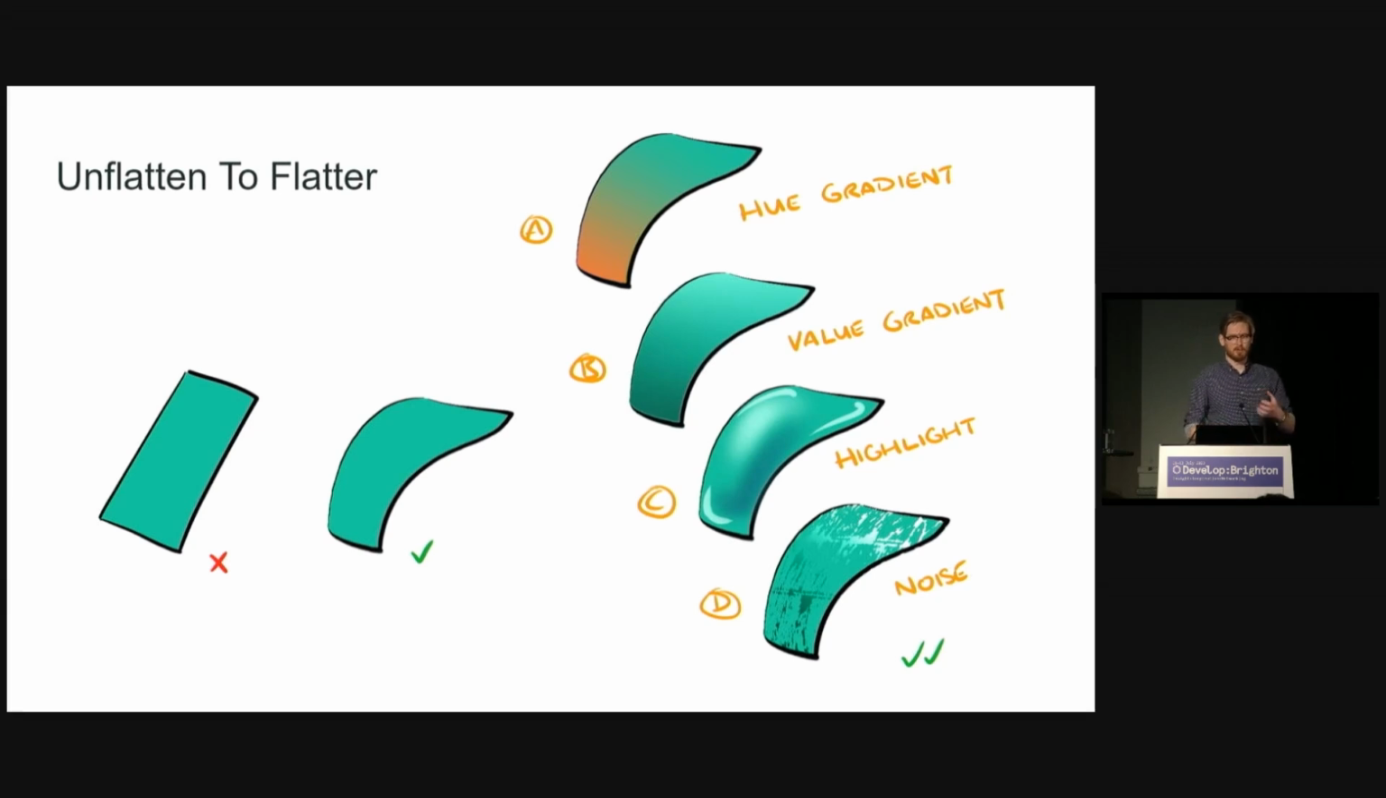We can apply a hue gradient, so our color transitions from one hue to another. We can apply a value gradient, running from light to dark. We can try to catch highlights better on our flat object, by increasing the specularity of our material or reworking the model a little so that it catches highlights better. And lastly, we can break up the surface by adding noise in one form or another, whether it be grunge in our roughness map, or adding some noise to our normal to undulate the surface a little bit.